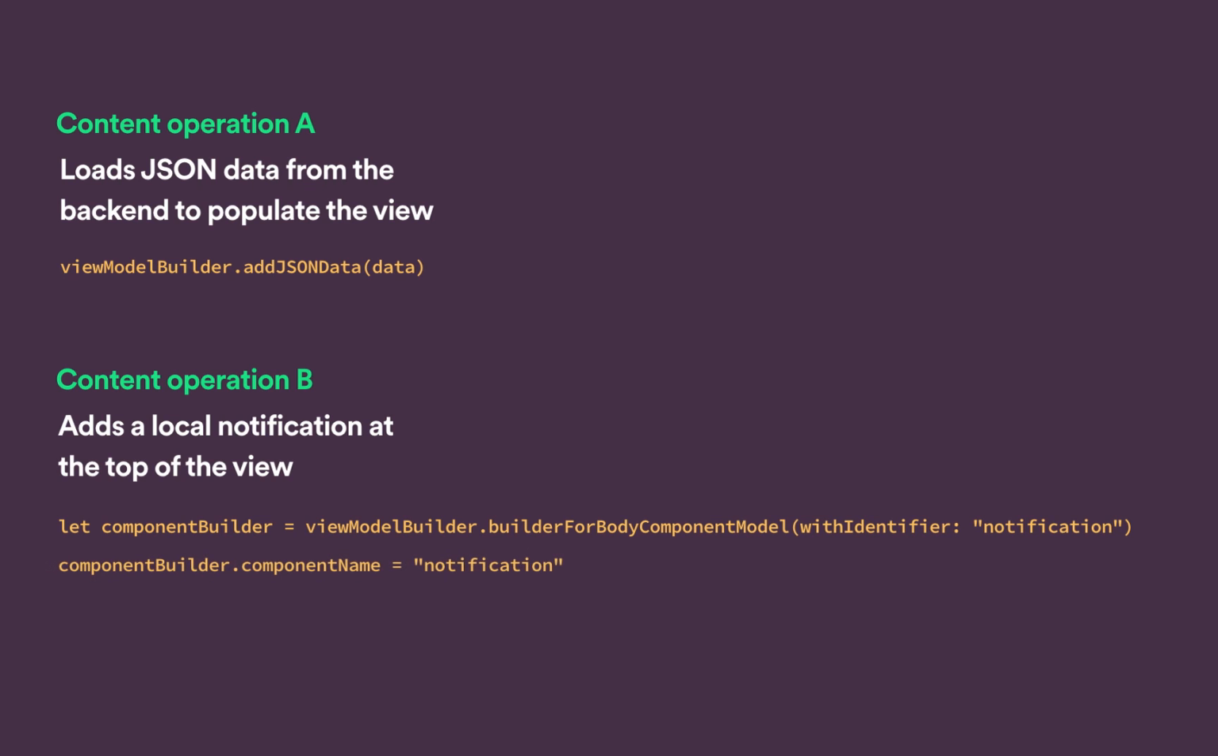It's then going to set the component name on that builder so that the framework knows that we want to render this component model using the notification components. It's then going to set the title of that component model, so we get the title that we want to display in the UI. And here's an important row where we actually set the preferred index of this model. All the component models that get added to a view always get appended at the end, but by using preferred index, you can actually move them around. So in this case, we tell the framework that we want this notification component to be rendered at the top of the view.